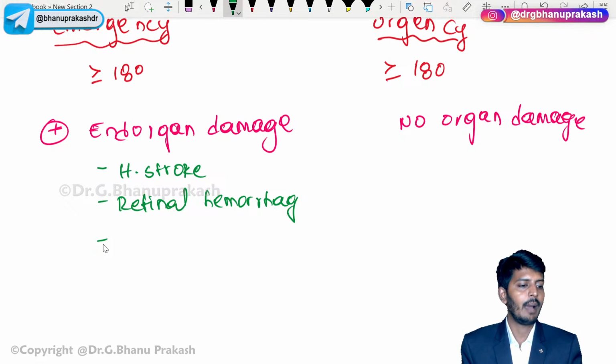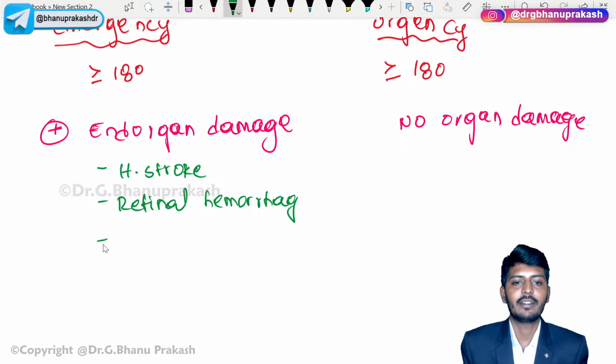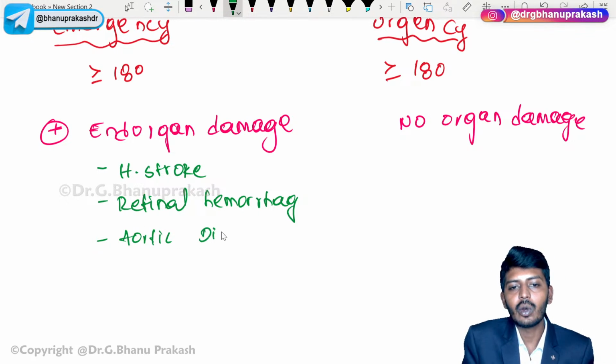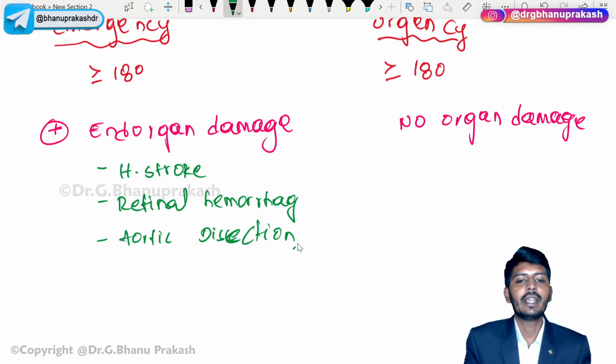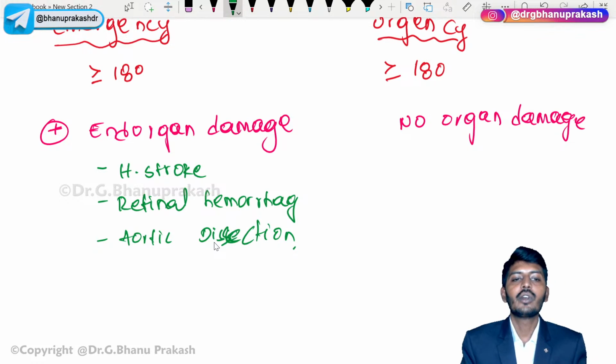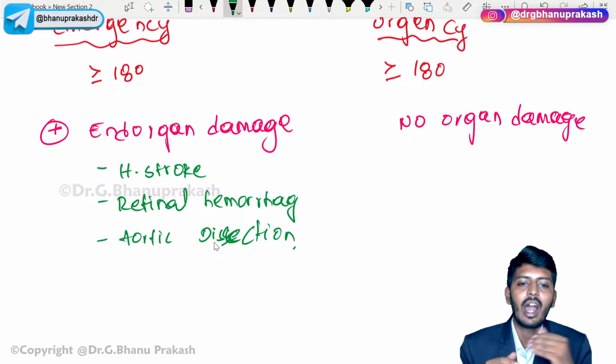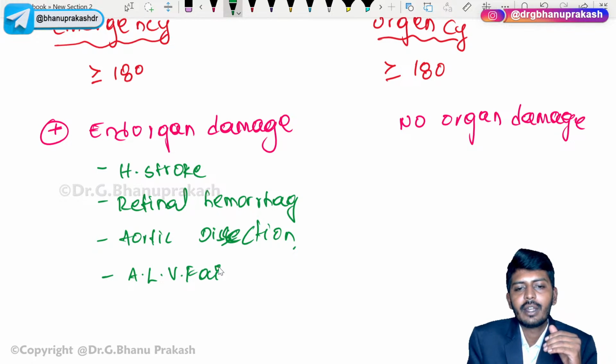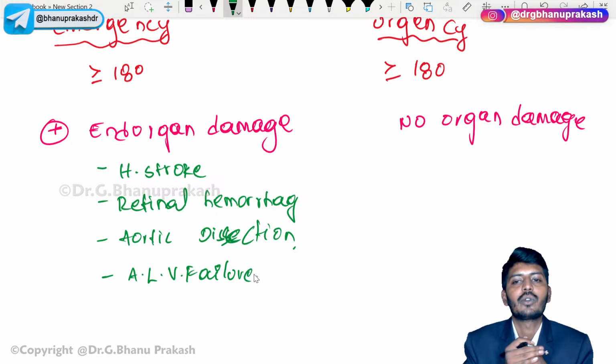Along with the retinal hemorrhage, what else can we encounter? The next important aspect is aortic dissection. So these are some end organ damages. Along with that, the patient can have acute left ventricular failure. Acute left ventricular failure can also be associated. Okay, so these are the end organ damages.